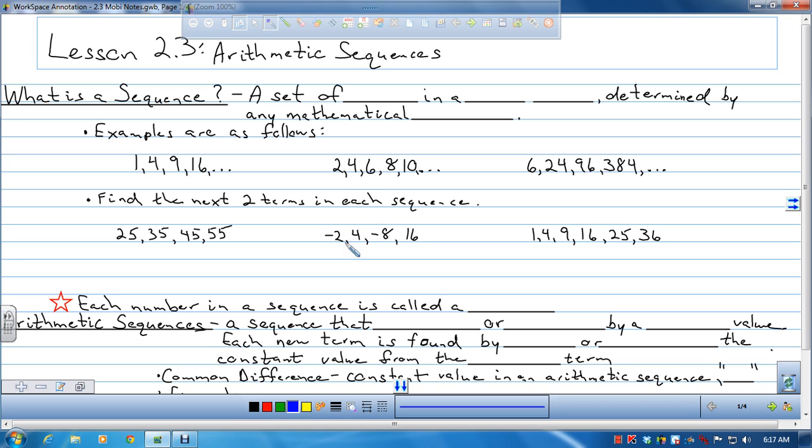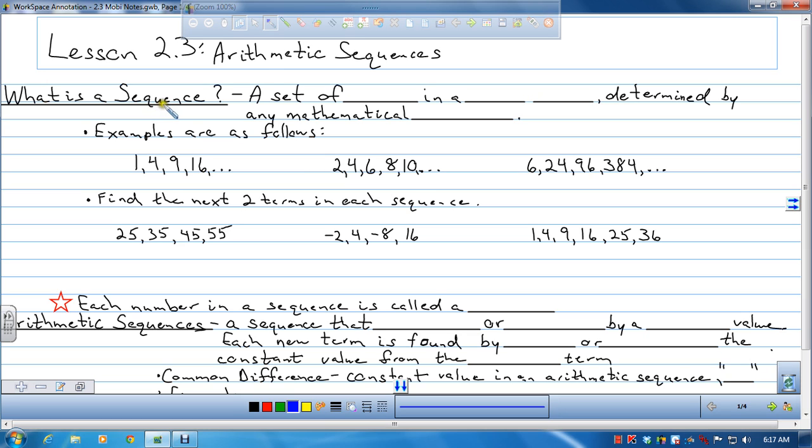Alright class, today we're in Algebra 1. We're going to go over Lesson 2-3, which will be the last lesson in this unit. It is over arithmetic sequences. So first off, you've been dealing with sequences for quite some time in school now.